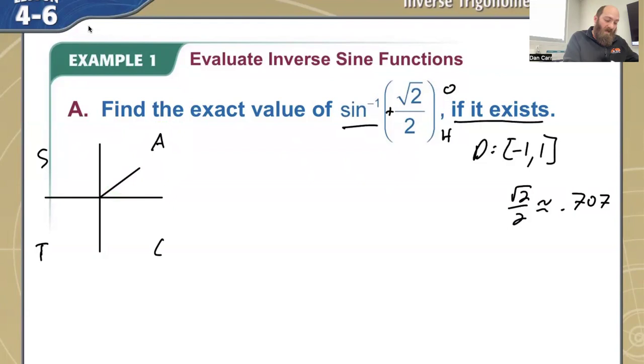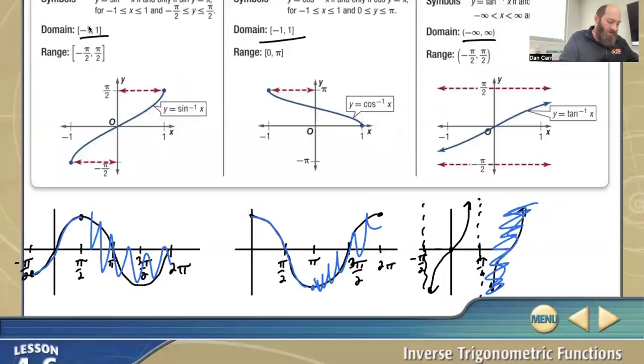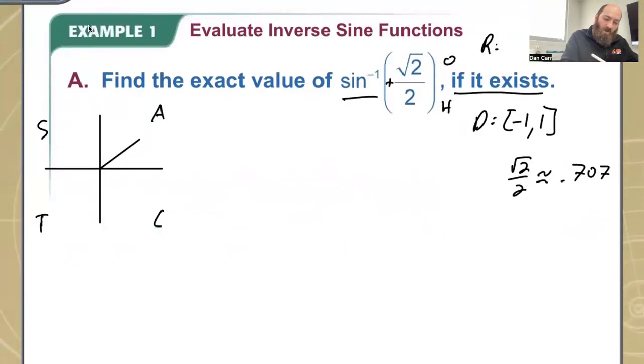If it was a negative sine, because my range has to be negative pi over 2... My range is going to be negative pi over 2 to pi over 2. That would put me in these two quadrants right here. So when I evaluate this, I'm only going to evaluate it in one of these two. I don't even care about that. Okay, so in this case, because it's a positive sine, it's going to be in the first quadrant.